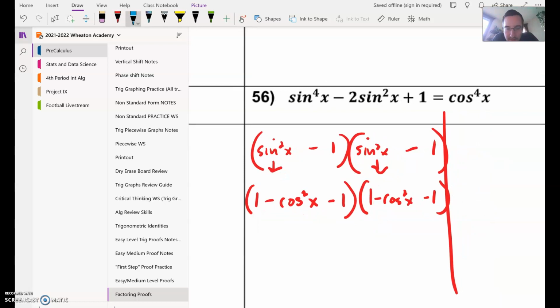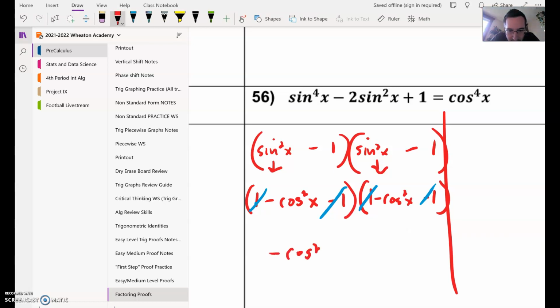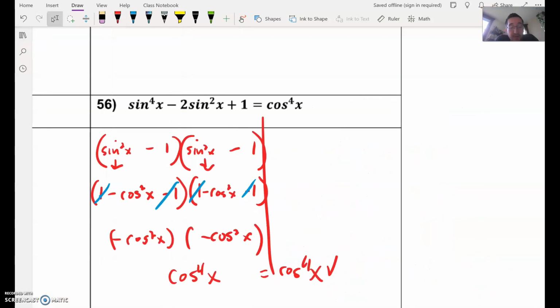See if I can cancel now. 1 minus 1. Yeah, those 1's cancel. 1 minus 1. Those are gone. And so we're literally just left with a negative cosine squared times a negative cosine squared, which is positive cosine to the 4th, which is what we were trying to get. So I'm running out of time, so I got to wrap it up here, but I definitely encourage you to just rewind and watch what I did again.